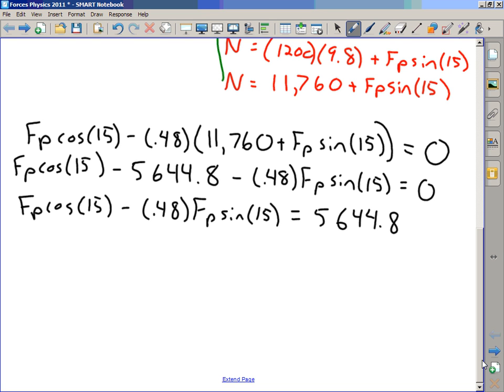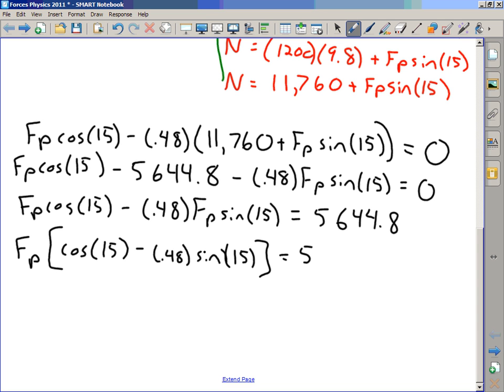But let me show you this. Let me work it out in more mathematical sense. Let me factor out FP. Does that make sense to everyone? So now I have FP times, now you can punch into your calculator, cosine 15 minus 0.48 times the sine of 15. Let me get rid of that decimal there. Are you okay with that idea? Factoring out the FP, now you just got a bunch of calculator.